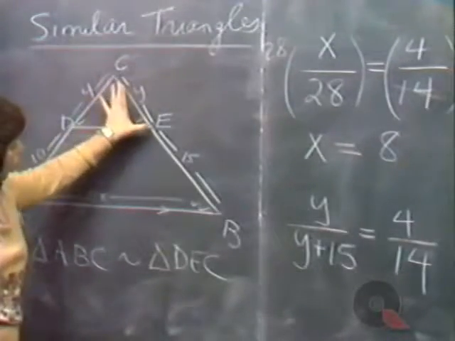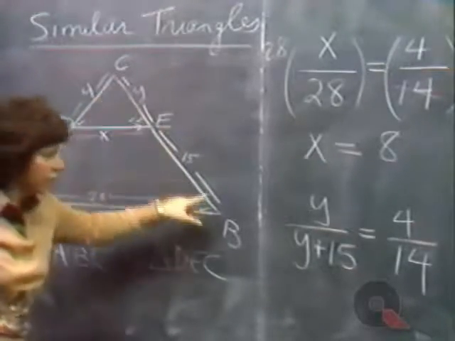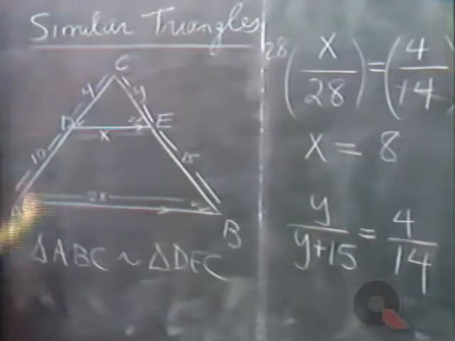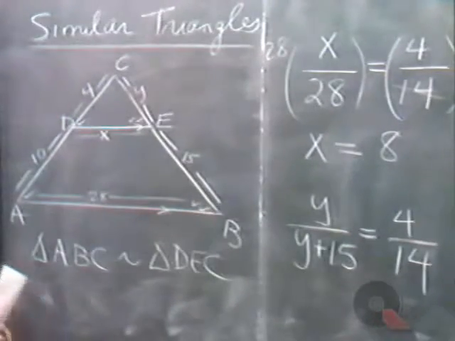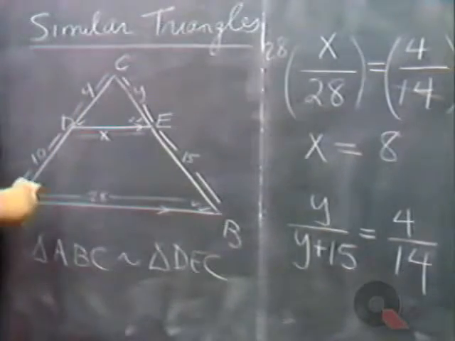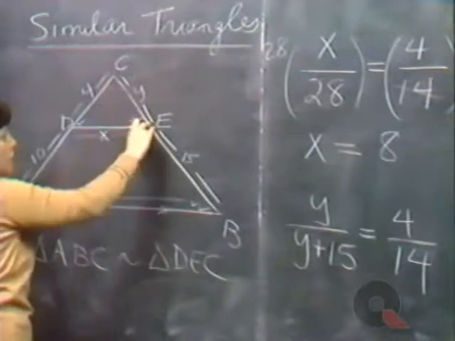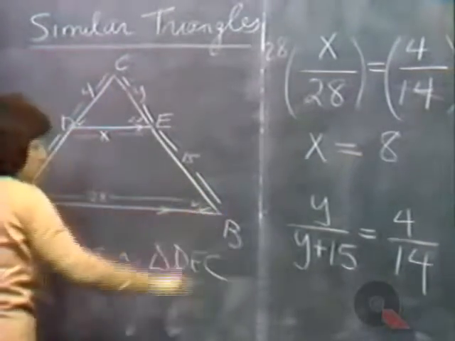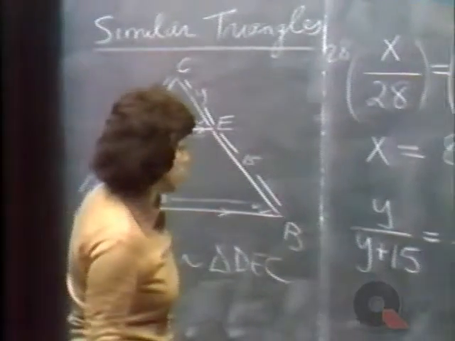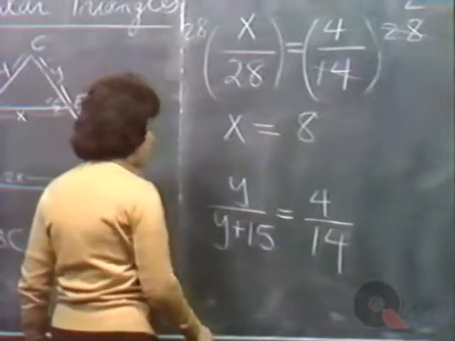Okay, y, the short side here, is to y plus 15, the long side here, as 4, the short side here, is to 4 plus 10, the long side here. Don't make the mistake of just saying y is to 15 as 4 is to 14. Just don't take part of this. The whole side, we need y for the short side and y plus 15 for the long side. Multiplying both sides of this equation by the LCD, which is 14 times y plus 15.